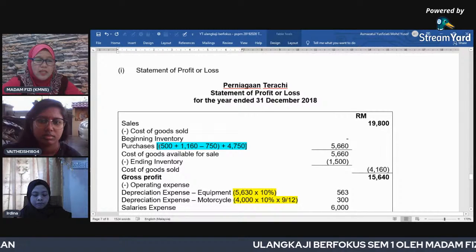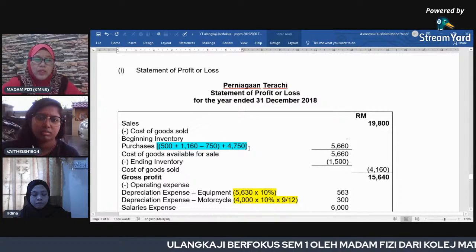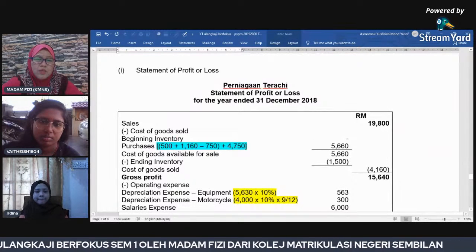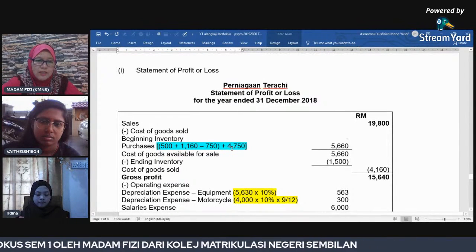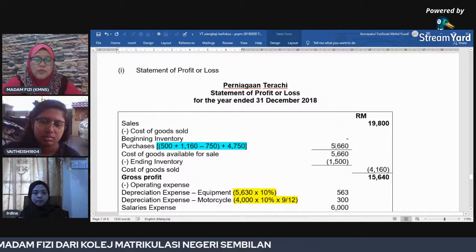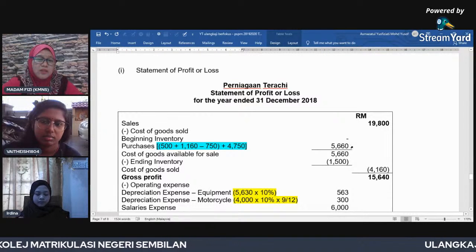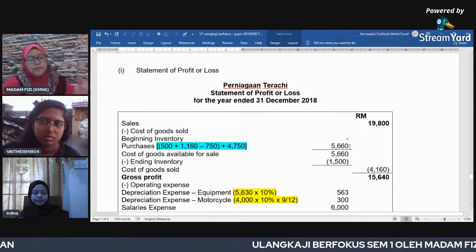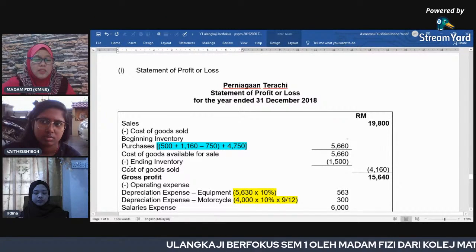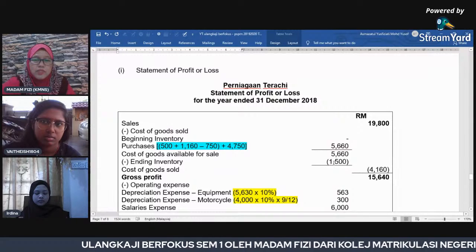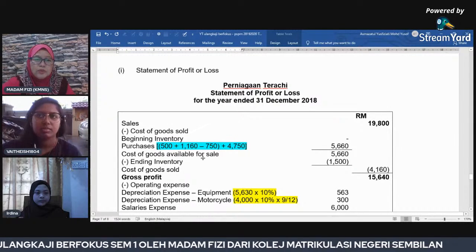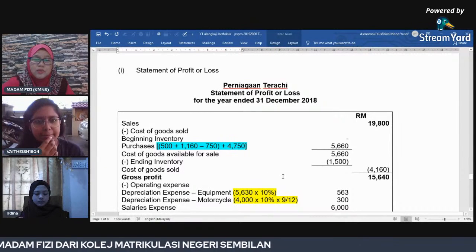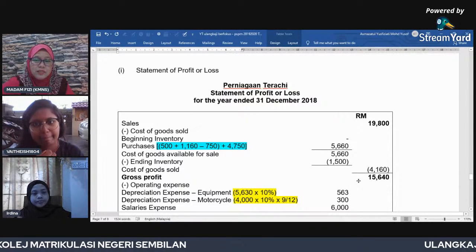Okay, purchase. Ni ada jalan kerja je. Jika awak tak buat accounting, you can buat dekat statement of profit or loss macam ni, buat bracket. So equals to 5660. Just now we already get the figure masa kita buat accounting tadi. So cost of goods available for sale is 5660 minus ending inventory 1500. So cost of goods sold is 4160.